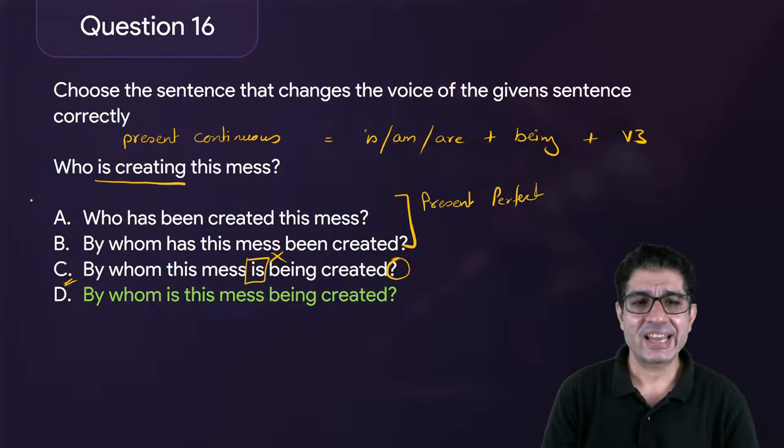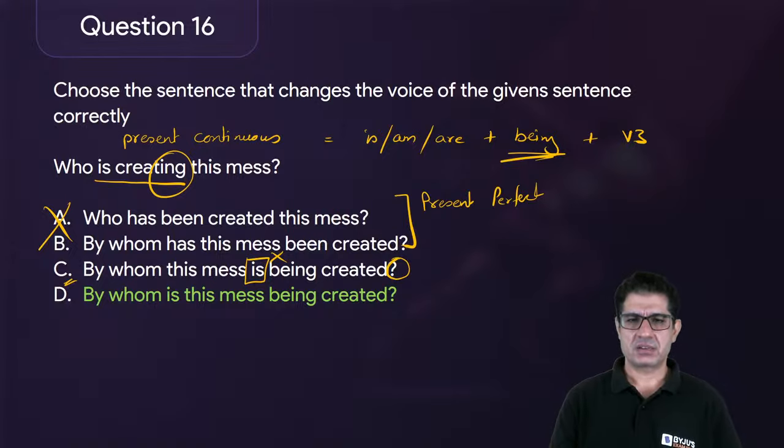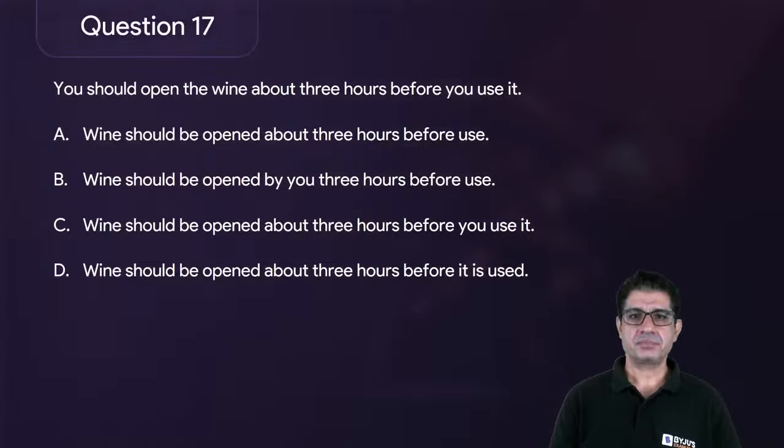You can't change the tense. So A and B are ruled out at that juncture itself. Whenever you see a continuous tense, you have to have being in the passive voice. Without it, it can't work. Okay? Chale, here is the next one. Once again, change the voice. Question number 17 is another change the voice question.